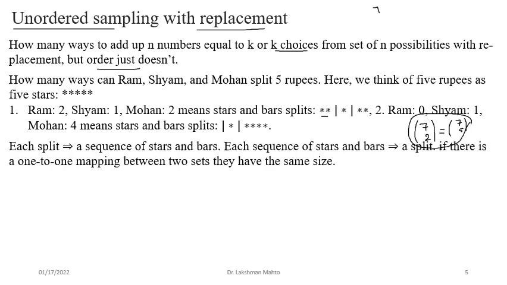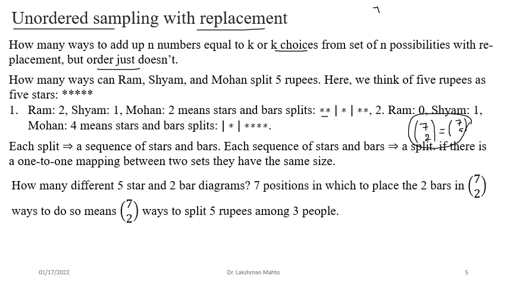Before that, I would like to talk about one important principle of counting. Here each split is equivalent to a sequence of stars and bars. I am talking about a sequence, which means order matters. Each sequence of stars and bars implies a split of the given rupees, and vice versa. So there is a bijection. If there is a bijection, then the count you observe in one equals the count you observe in the other. That is the property of countability I had already discussed.